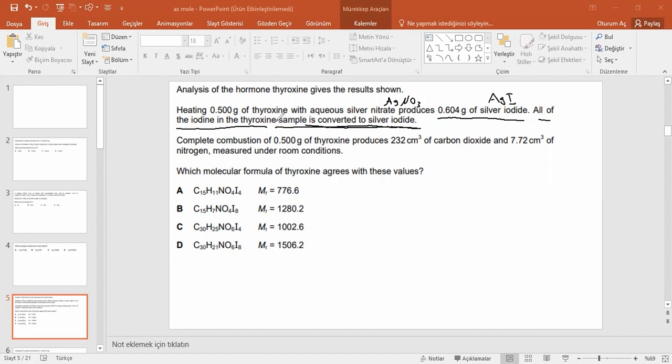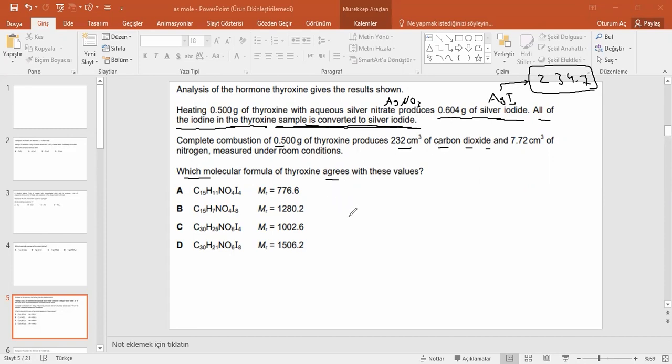Okay, this is useful information. Actually, let's continue reading the question. Complete combustion of 0.5 thyroxine produces this amount of carbon dioxide and so on. Which molecular formula of thyroxine agrees with these values? So look, guys, first of all, I want to tell you that AgI has a molar mass of 234.7. We will need this one later on. You can calculate it from the values in the data booklet.